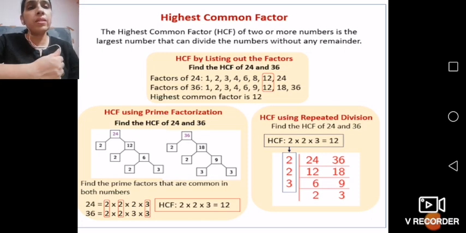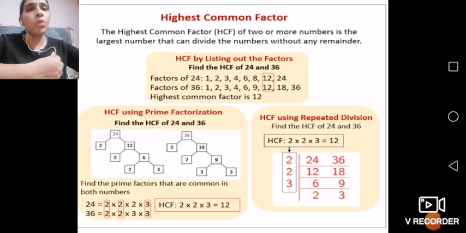Now the third method is HCF using repeated division. Repeated division means you are going to divide 24 and 36 by the numbers which commonly divide both at one time, and the product of those prime factors will become your HCF. So this is yet another method of finding HCF. In this slide we have discussed three methods. These methods will be clear to you all when we do the questions.